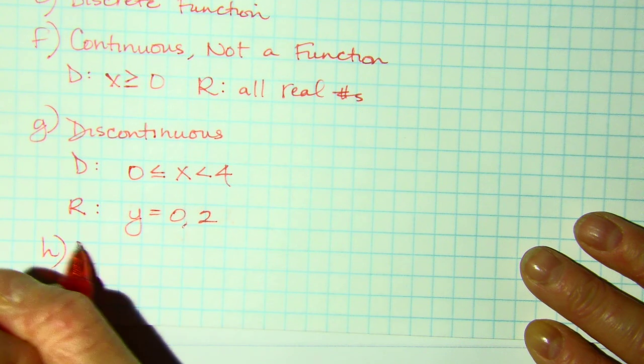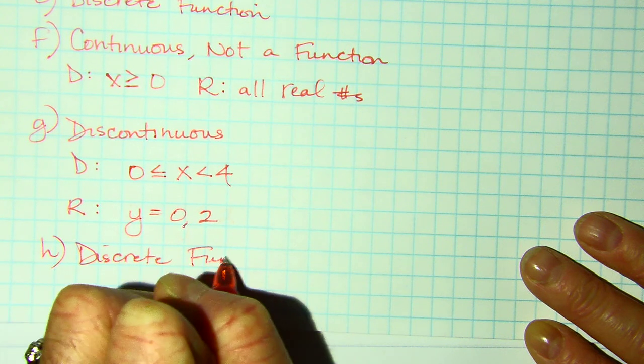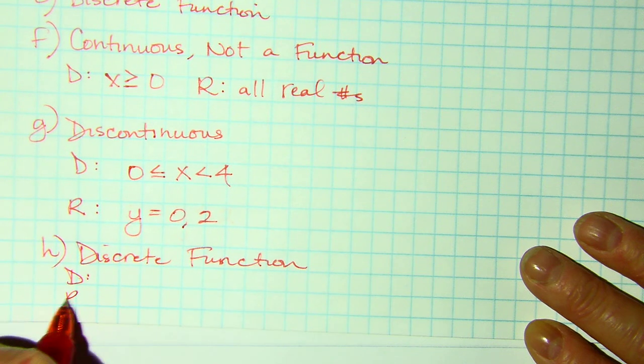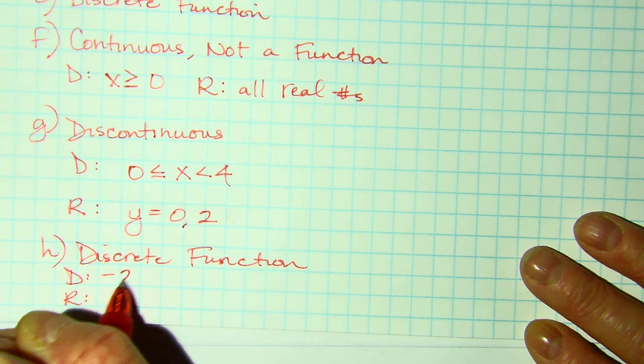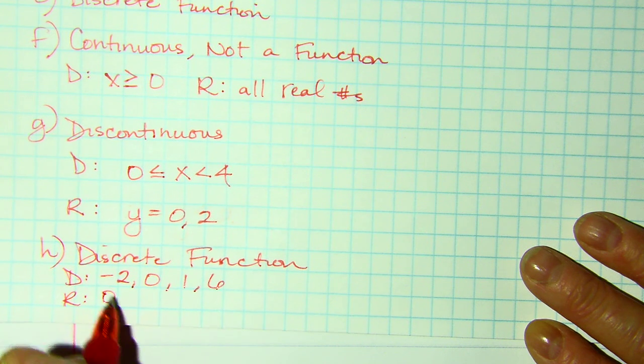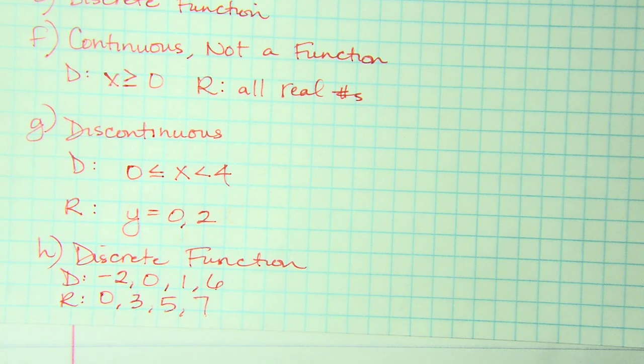H is discrete because it's a bunch of disconnected dots. Your domain, you could pause and try it. Your domain is your x values: -2, 0, 1, and 6. And range is 0, 3, 5, and 7. And that is it for that lesson.